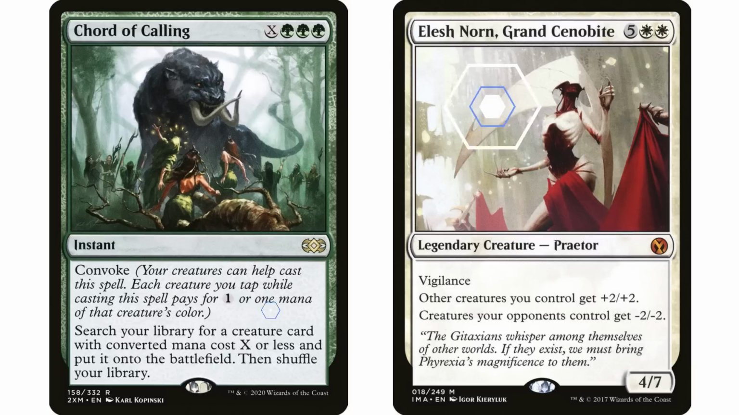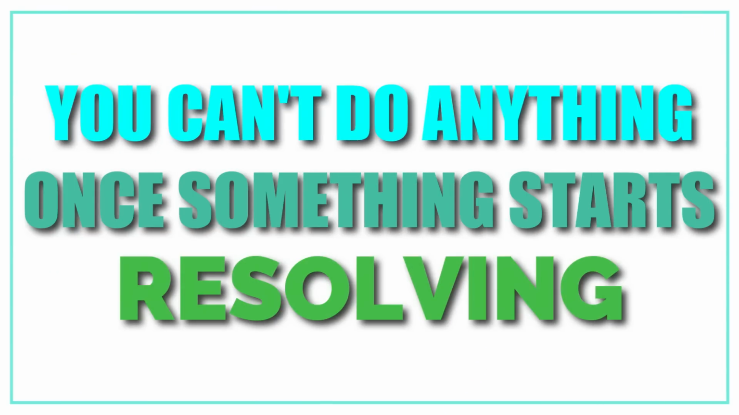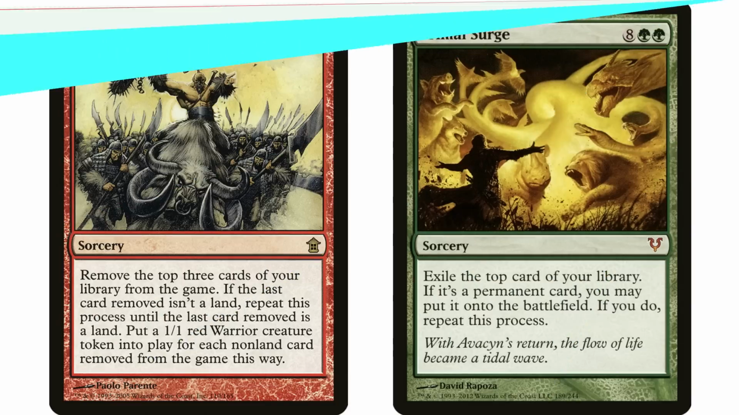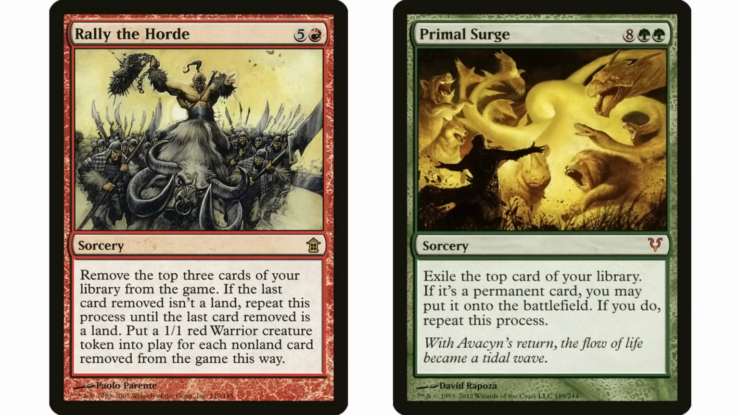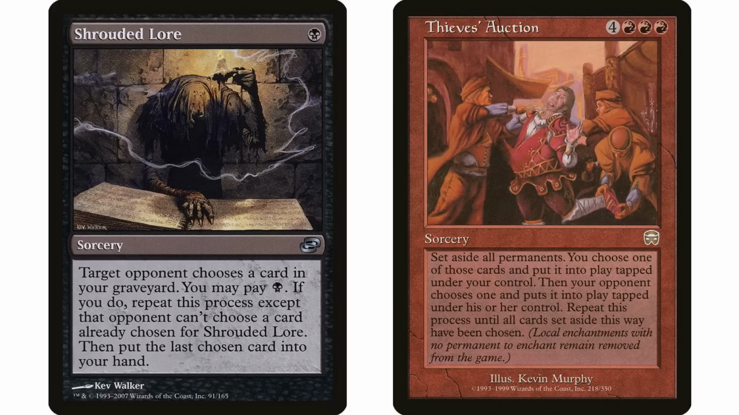The most important thing to note with all of this is that you can't do anything while something's resolving. There is no way to interact or intercede while something starts resolving, right? If you look at any of those spells that have a whole lot of wording and they say do this, then do that, then do this other thing, at no point is there an opportunity for people to do things while that spell is in the middle of resolving.